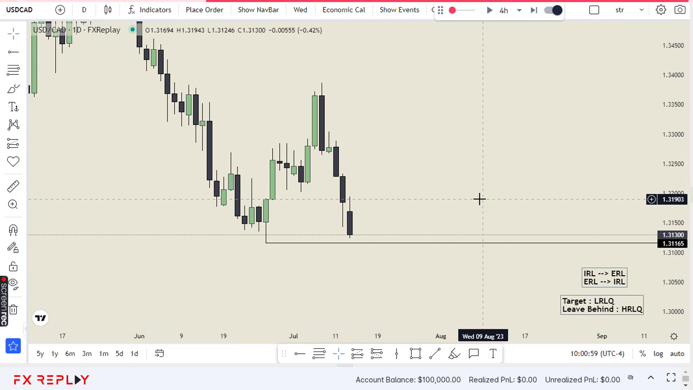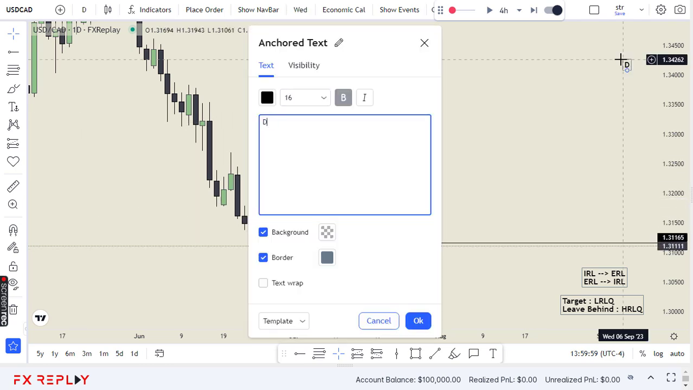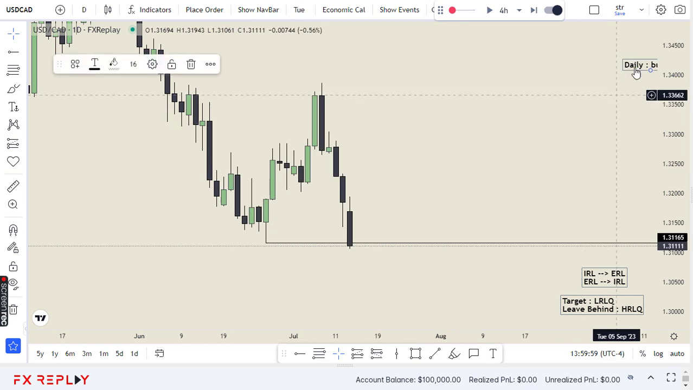We wait, and now you can see that we have taken external range liquidity. Our next target should be what? Internal range liquidity. Do we have that? Yes, we have. Here we have internal range liquidity here, and we have one here, fair value gaps, right? Now, so the daily bias is bullish, right? Even though we are bearish, but we want to at least see a retracement to this fair value gap. So we write this here. So the daily is bullish.